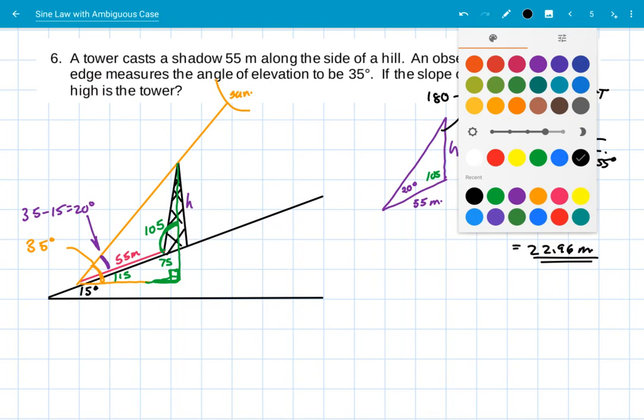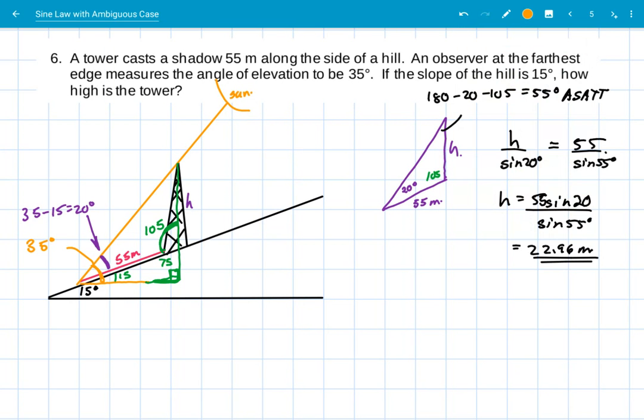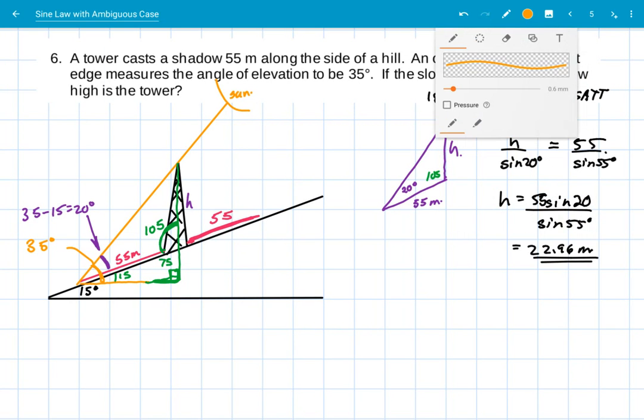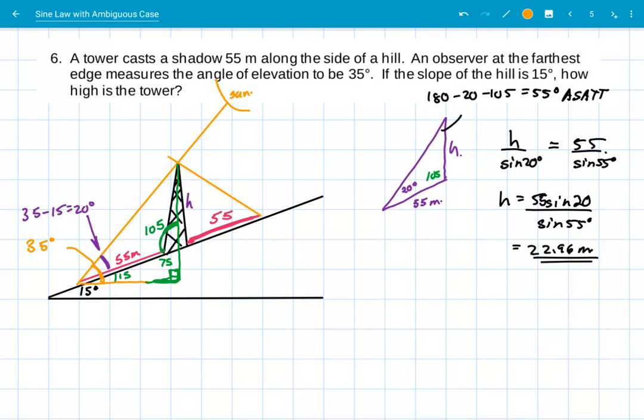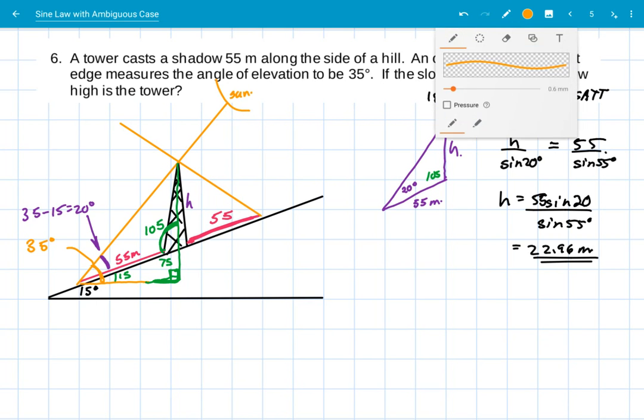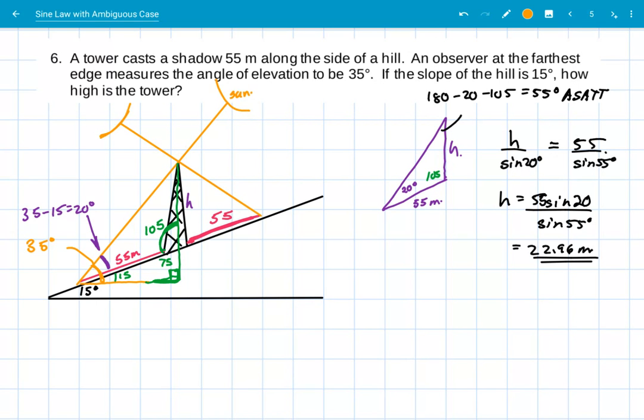Now, that's not the only case. Who says the sun has to be shining, the shadow going straight down the hill? Maybe the shadow is going straight up the hill. This is 55. And our observer then is standing uphill of the tower and is like this, and maybe the sun is directly downhill from the observer in the tower like this. What will that give us?